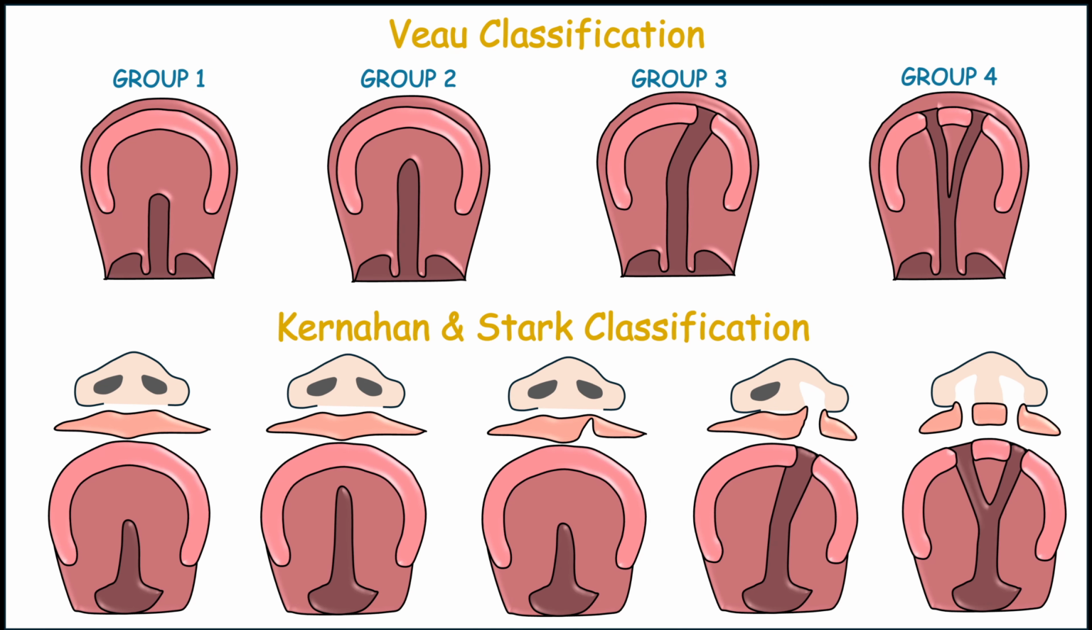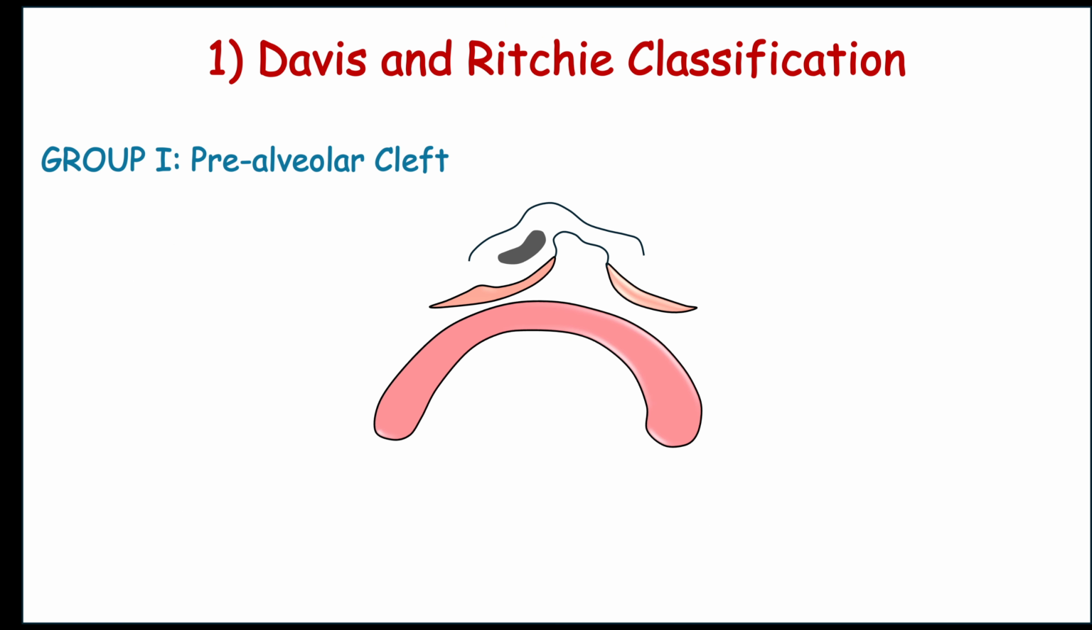Cleft lip and cleft palate classification. There are many types of classification. Here we break down these classifications into simple visual diagrams. First one is Davis and Ritchie classification.